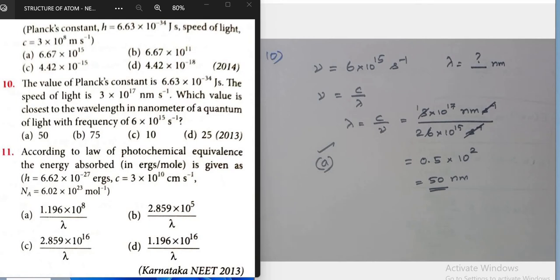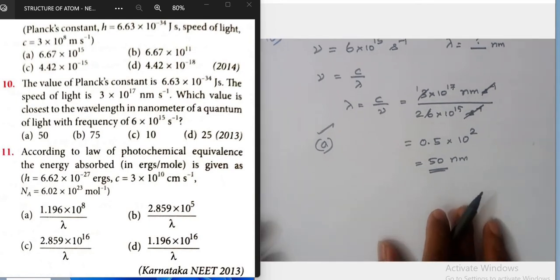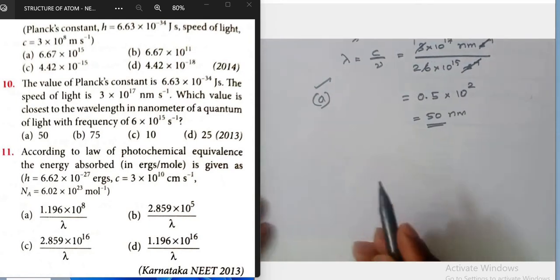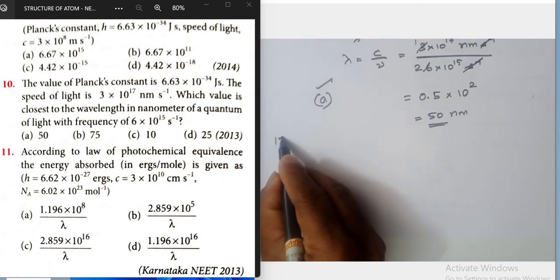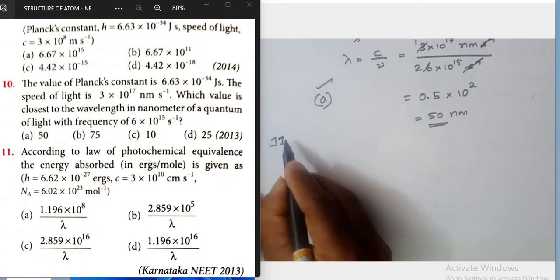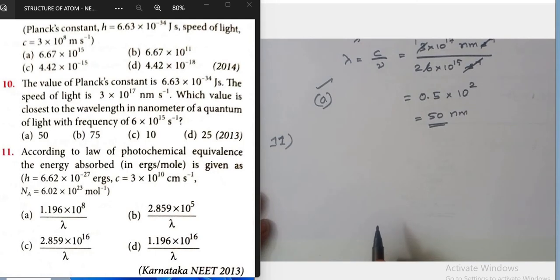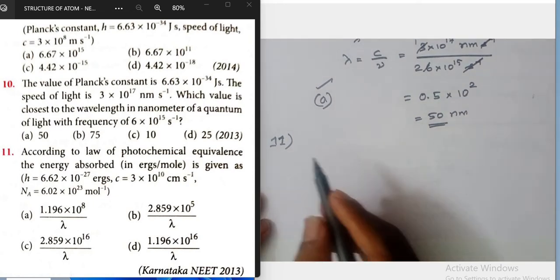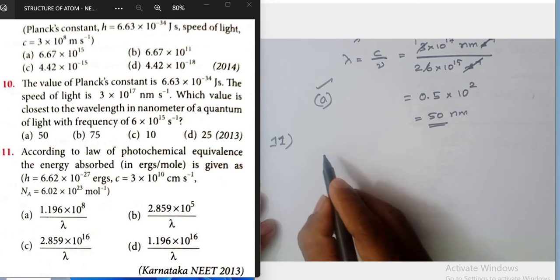See question number 11. According to the law of photochemical equivalence, energy absorbed in erg per mole is given as: h value is given in erg, c value is given, Avogadro number is given. So they are asking for some relation, that's all.